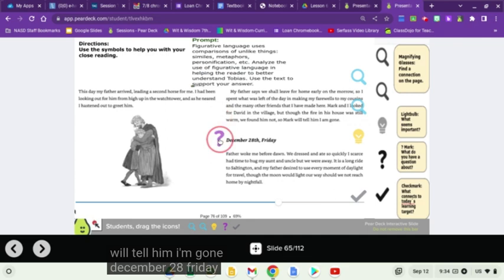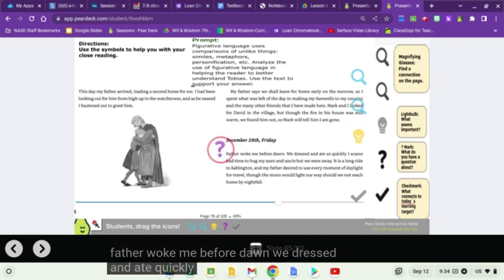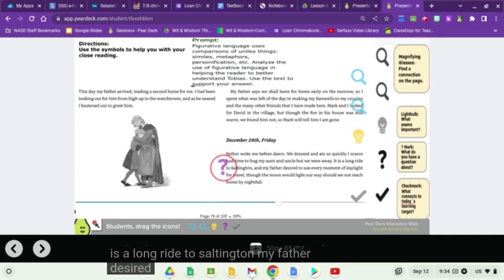December 28th, Friday. Father woke me before dawn. We dressed and ate quickly, and I scarce had time to hug my aunt and uncle, but we were away. It is a long ride to Saltington. My father desired to use every moment of daylight for travel, though the moon would light our way should we not reach home by nightfall.